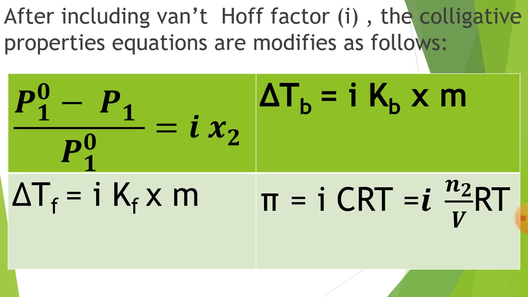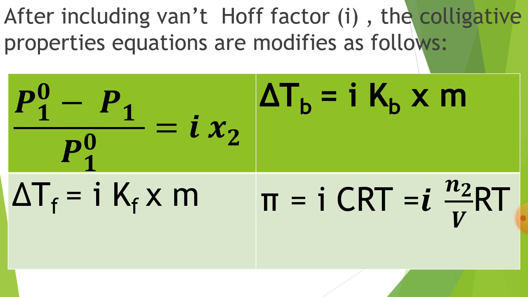Now, after including the Van 't Hoff factor, the colligative property equations are modified as follows. In case of an ideal solution, i equals 1, so there is no need to put the i value. But in case of solute particles which either dissociate or associate, in that condition you have to put the value of i. That's why the formula of colligative property will change as follows. P1° minus P1 divided by P1°, this is the relative lowering of vapor pressure. This is equal to x2, the mole fraction of solute, but now this is equal to i x2.